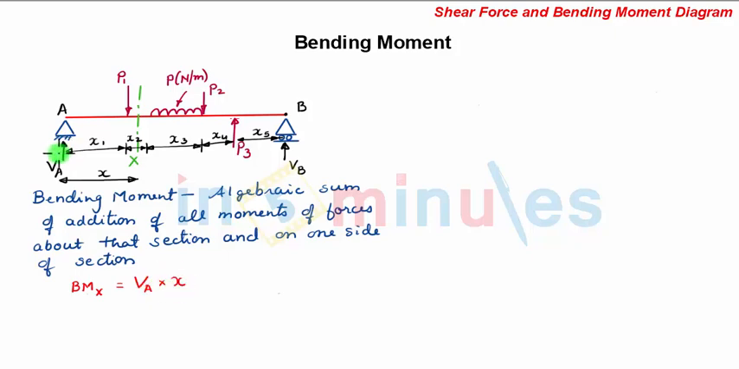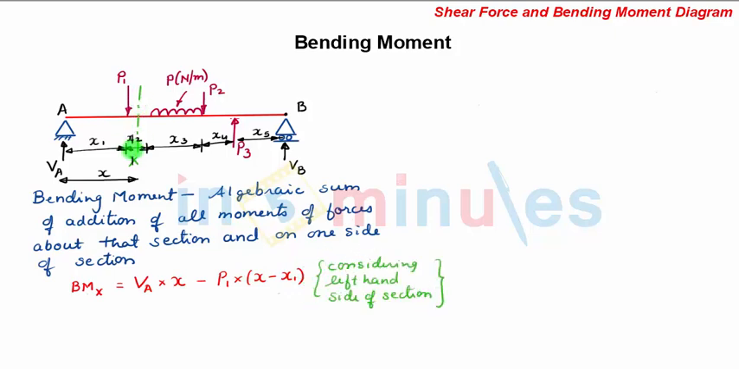Since this moment formed due to this support reaction VA is clockwise from this section, so we have VA into X is positive. Now we'll consider the moment caused by this force P1, which is acting at a distance of X minus X1. This is the distance. Now since the moment caused by this force P1 is anti-clockwise, so we have minus sign P1 into X minus X1. So this is the bending moment at section X considering the left hand side of the section.